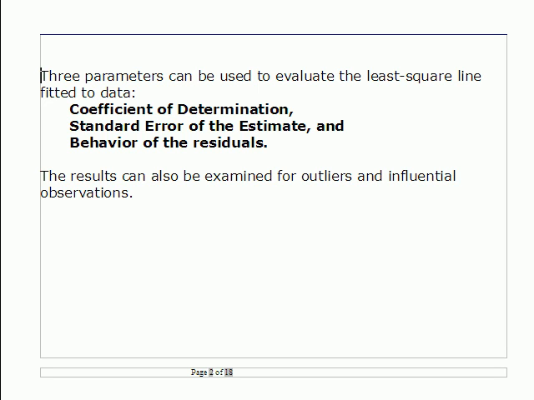Okay, so now once you've made a least squares fit, you've now got to evaluate the line that you made, and we're going to use three parameters. One is the coefficient of determination, the other is the standard error of the estimate, which we looked at previously, and we'll look at that again, and the other is the behavior of the residuals.